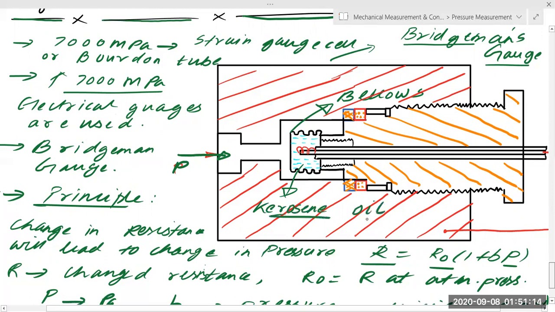The oil can take the pressure and transmit it to the bellows. Whenever there is pressure acting on the bellows, they will either contract or expand. When they contract, the pressure acting on the surface of the bellows, due to which the bellows shrink, is transferred to the kerosene oil. Simple. Now, there is also a stand, as you can see. This is my stand, and it can also act as an insulator.